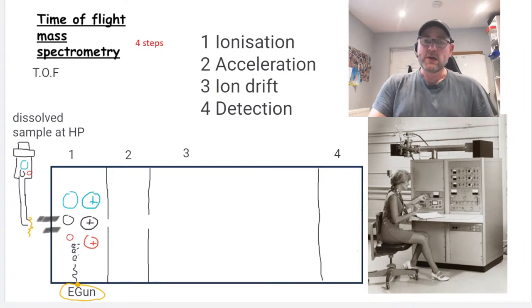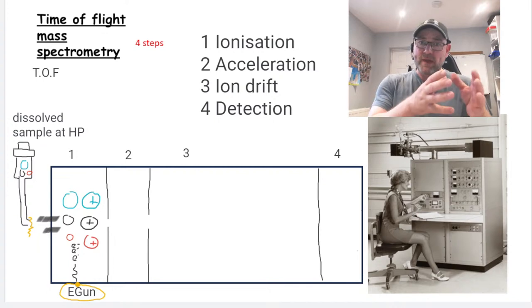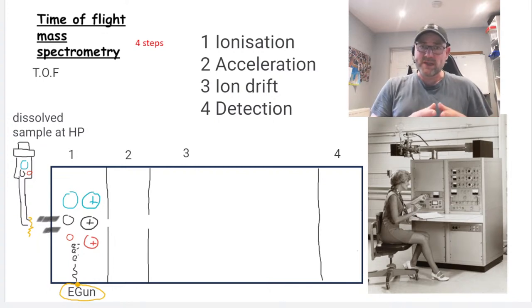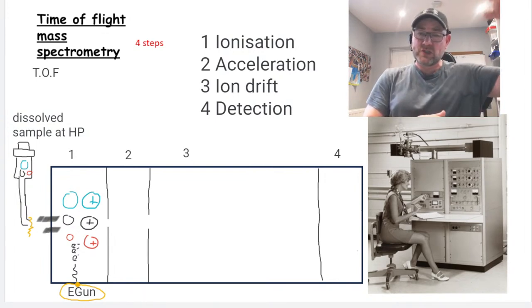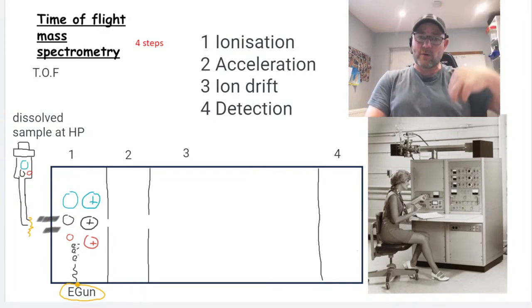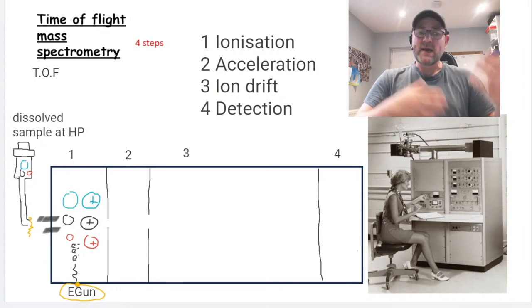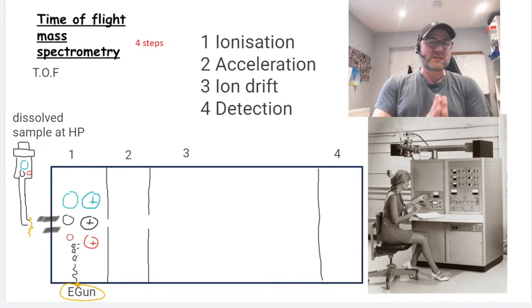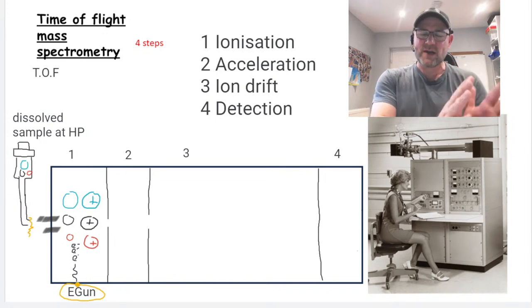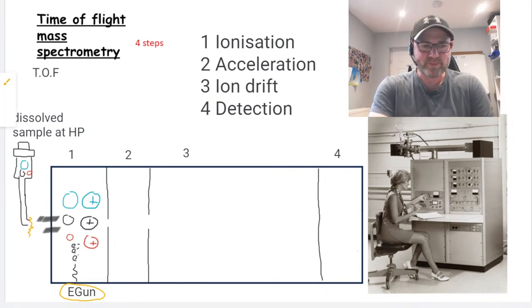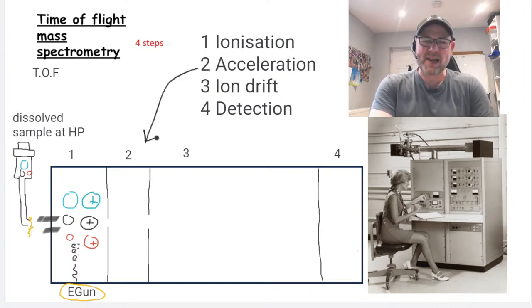Either way, using electron bombardment with the electron gun or using electrospray ionization, which is using the needle, the voltage, and the solvent where you add hydrogen ions, either way, you end up with a positive particle. That's the main thing. And that's called ionization, turning it into a positive particle. Finally, got that out. The second stage is acceleration.